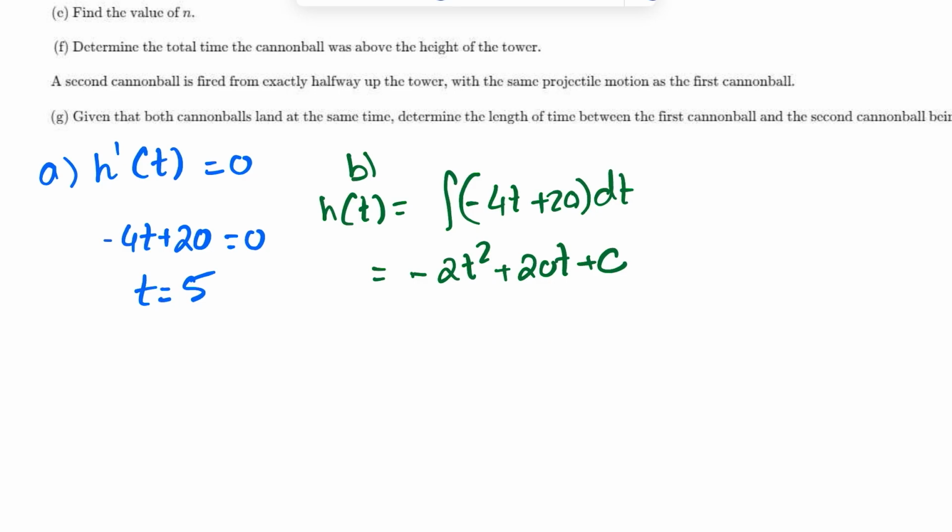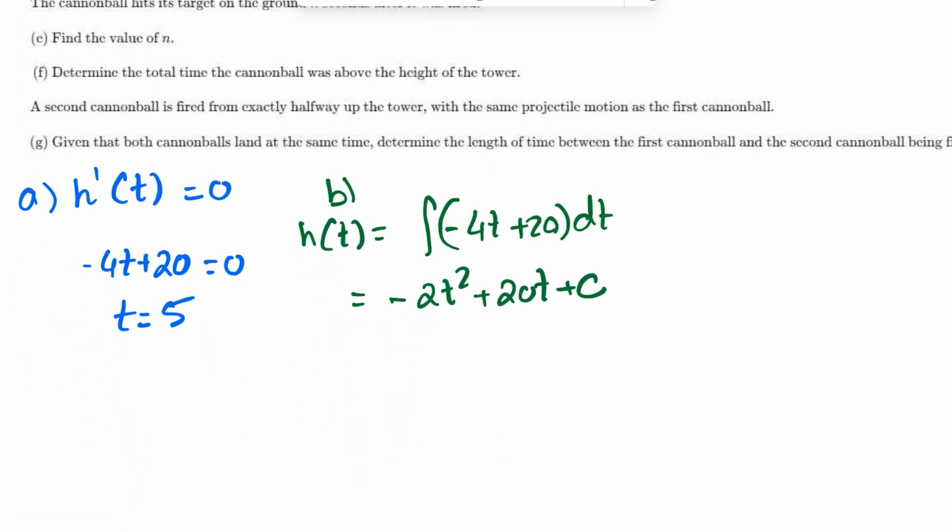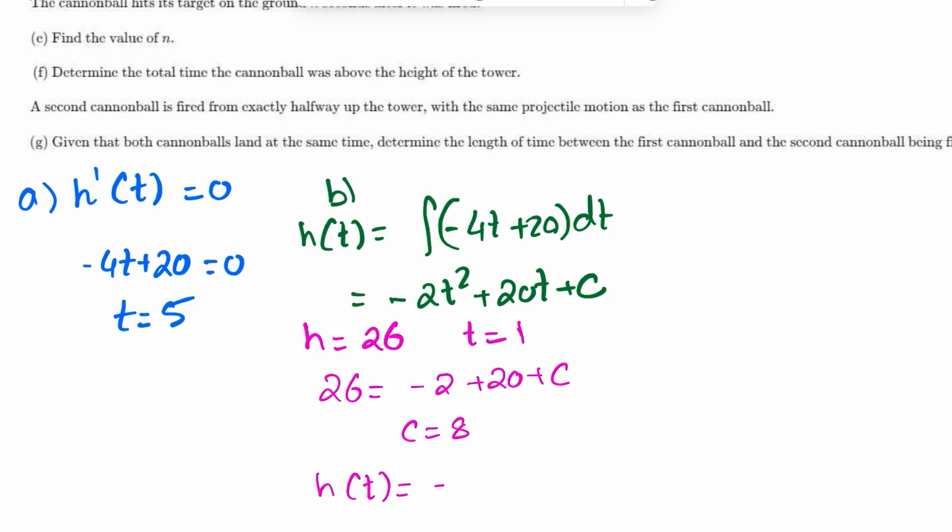So I got the equation, but in the question it has been given that after 1 second the height of the cannonball is 26 meters. So plug in h equals 26 at t equals 1. What do I get? 26 equals negative 2 plus 20 plus c. This gives me the value of c as 8. So h of t becomes negative 2t square plus 20t plus 8. This is the height, part B.